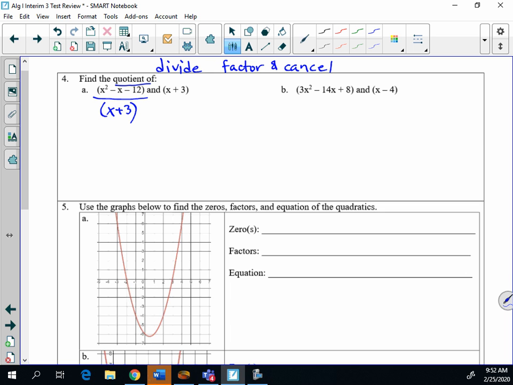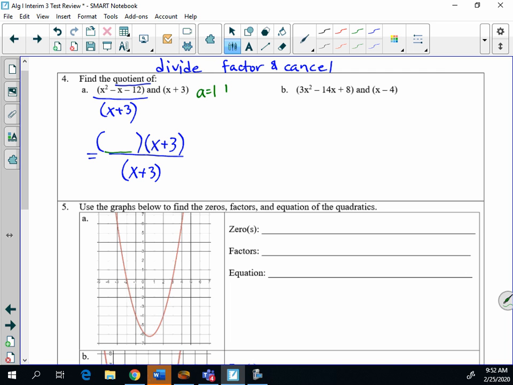But here's a clue. If they're telling me that I can divide by x plus 3, that means that one of my factors is also going to be x plus 3, and I just have to figure out the other factor that will go next to it. Now you can go about your regular factoring process.